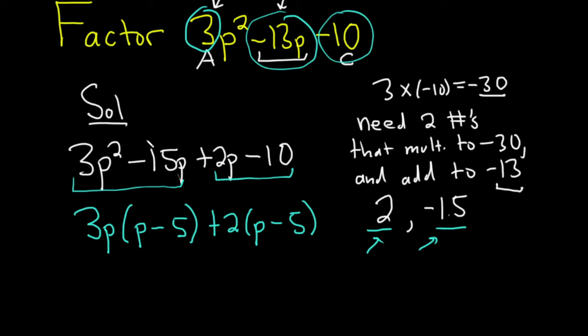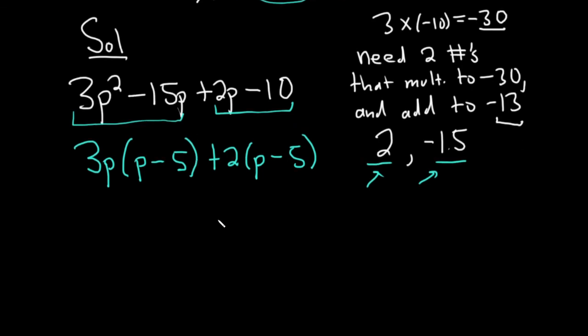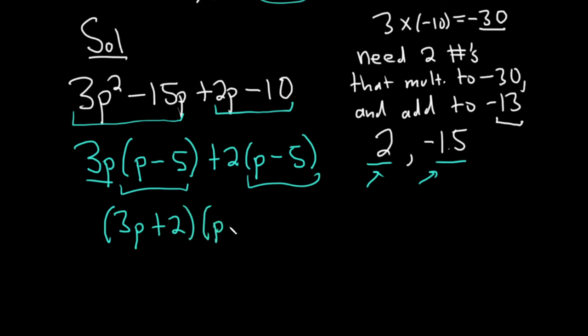So again, we pulled out a 3 from these pieces here and the 2 from these pieces here. And the goal was to have a common factor. So now you can pull out the p minus 5, and you can put it in the front or in the back. I'm just going to go ahead and put it in the back like this. So I'm going to write it as 3p plus 2, parentheses, p minus 5.